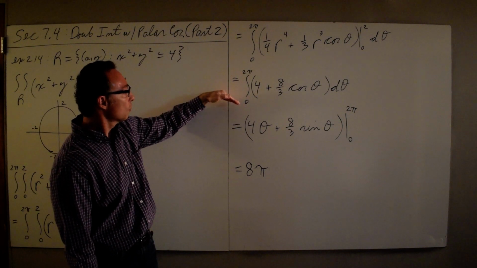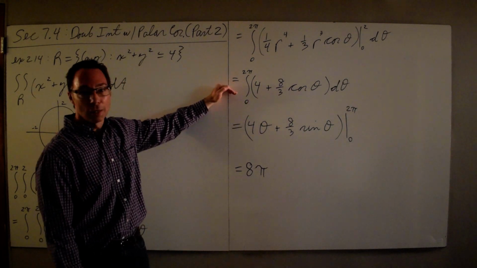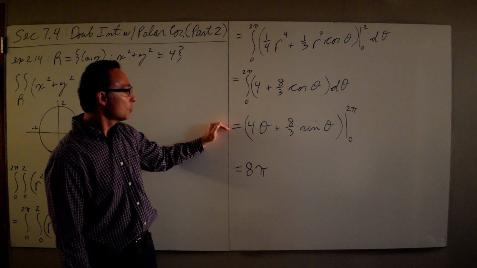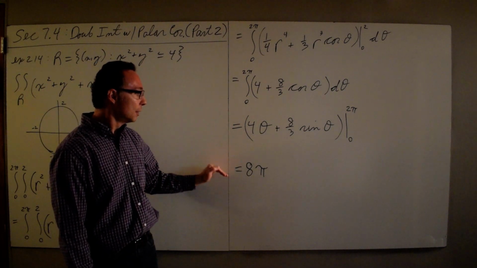So we have the integral from 0 to 2 pi of 4 plus 8/3 cosine theta. This is a calculus 1 problem. Find an antiderivative with respect to theta. Substitute 2 pi, substitute 0, and subtract.